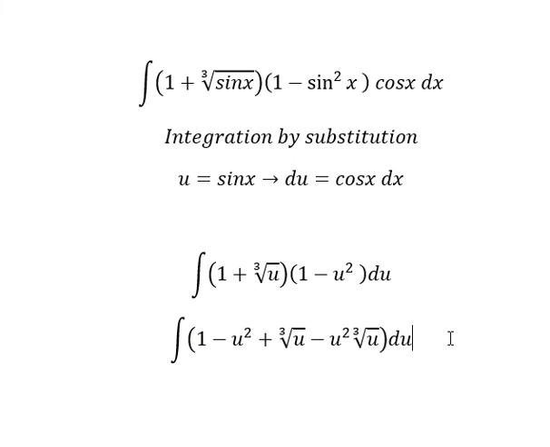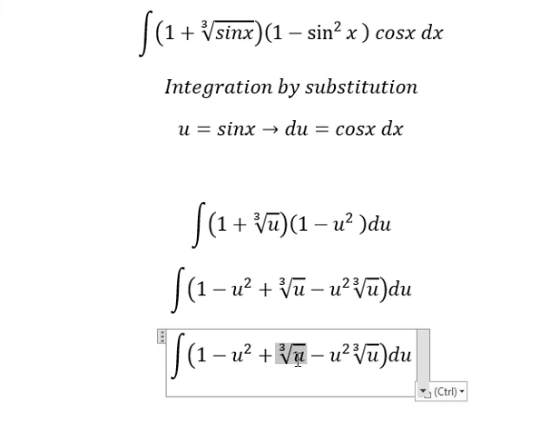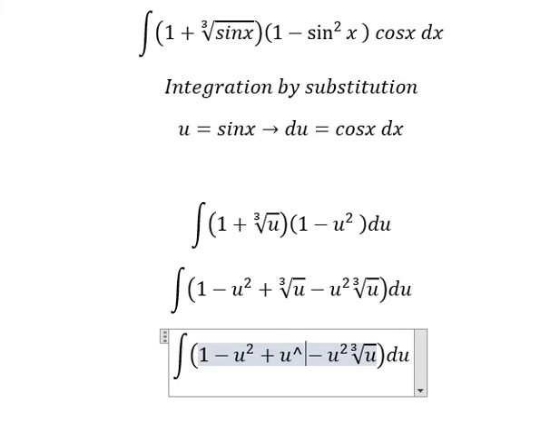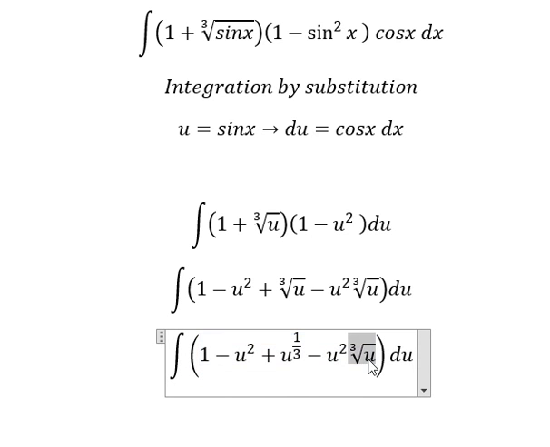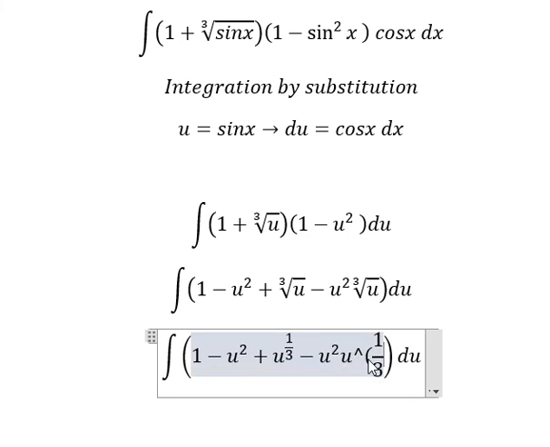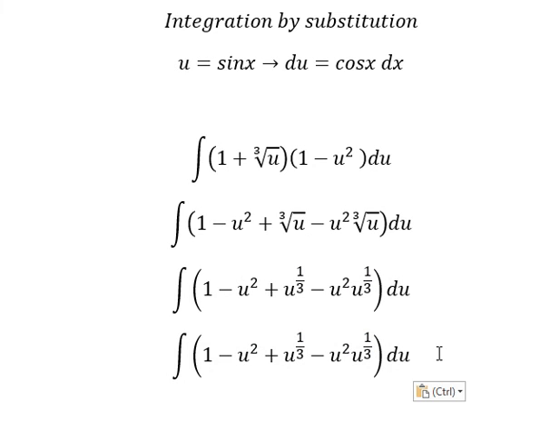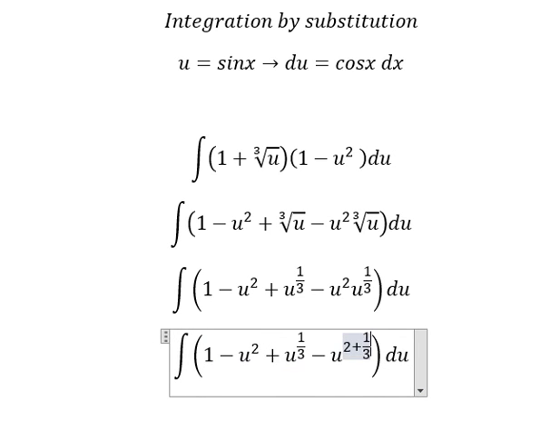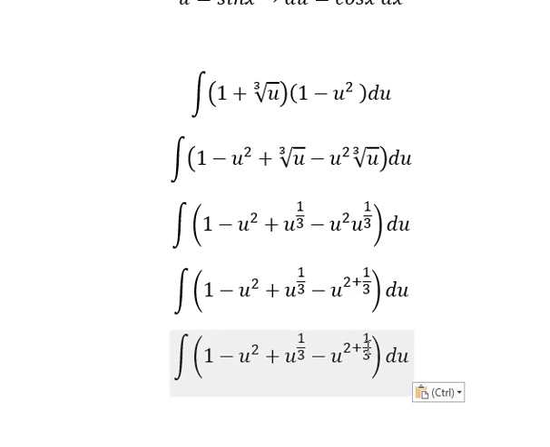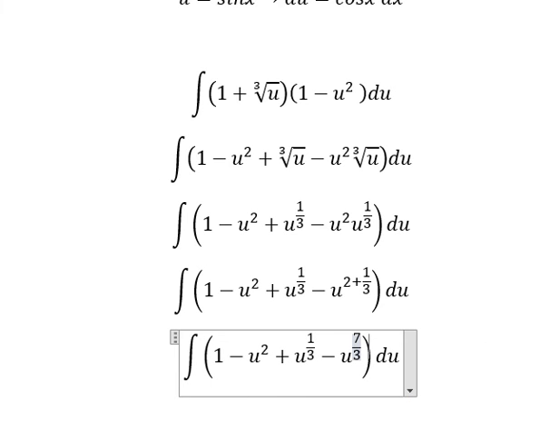Next, the cube root, that is about u to the power of 1 over 3. Similar for the second one. Now, this one, number 2, multiplied by this one, and we have 2 plus 1 over 3 in here. So this one we calculate, and we have 7 over 3.